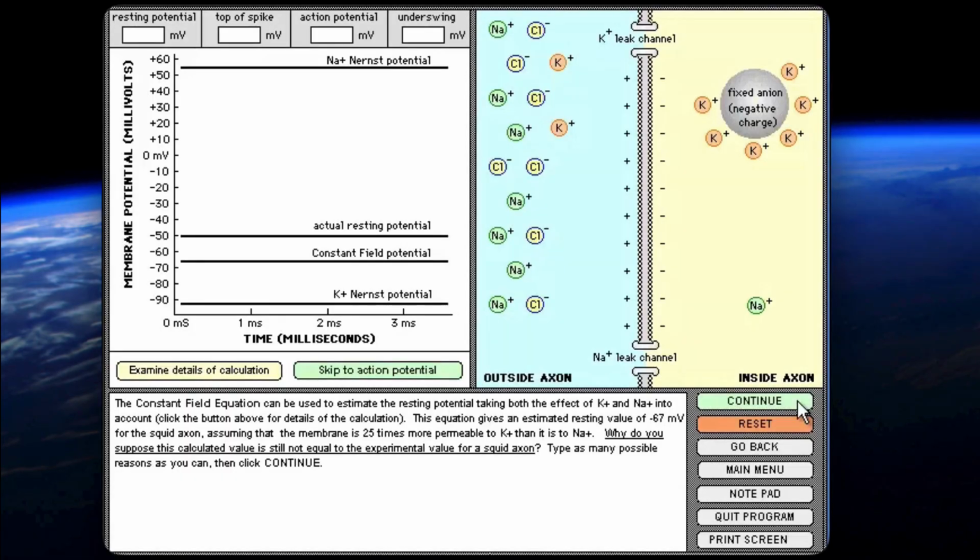Assuming that the membrane is 25 times more permeable to potassium than it is to sodium, why do you suppose this calculated value is still not equal to the experimental value for a squid axon? Give as many possible reasons as you can before continuing.